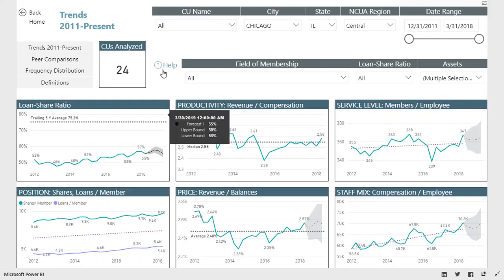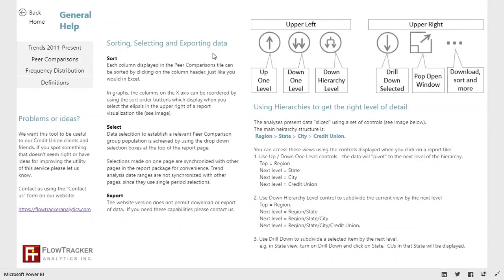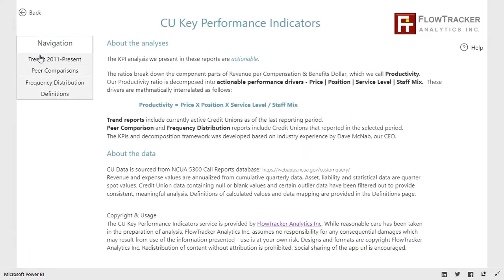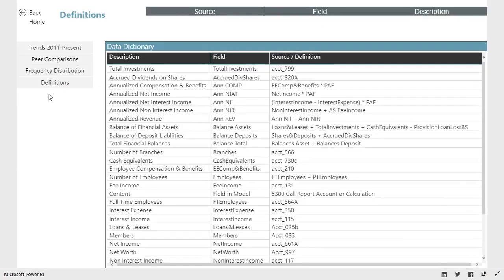Now that's a lot to absorb, so we've included a help link in every one of the pages of this report. If you click on the help link, it shows you how to drill down. It shows you how to manage your way around the different views of the pages, and it tells you how to sort and select information. I'm going to go back to the home page briefly, and you'll also see that you can get to the definitions. The definitions are an audit trail, if you will, taking you back to the call report data.